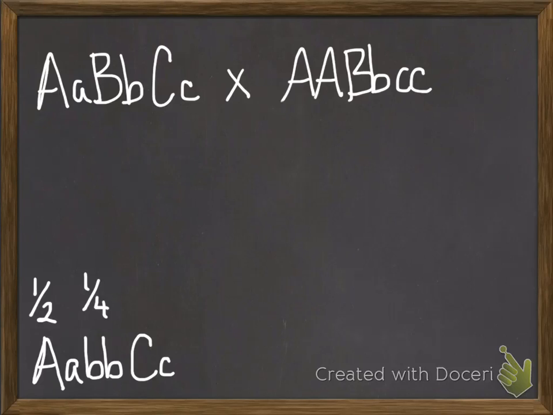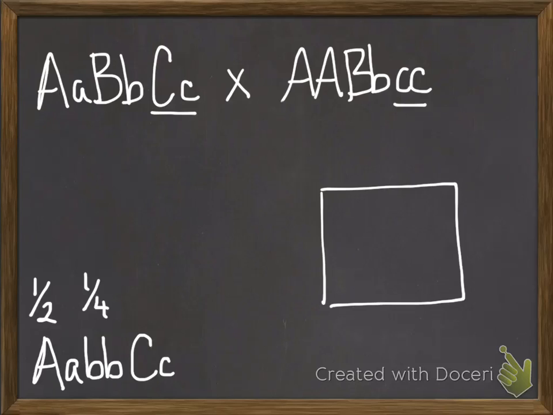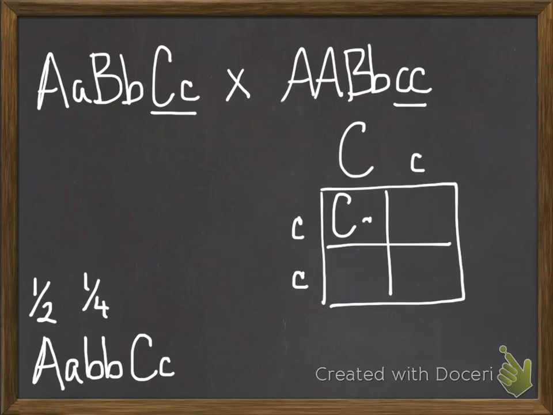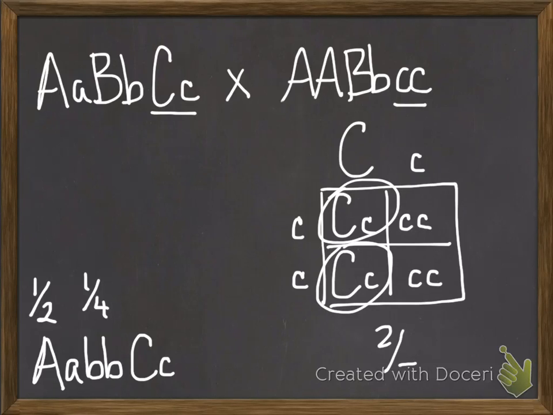Lastly, you do the C gene. Draw the Punnett square as usual. It doesn't matter which parent you put on the top or the side. And then for the C gene, the probability of getting big C, little c is 2 out of 4, or 1/2.